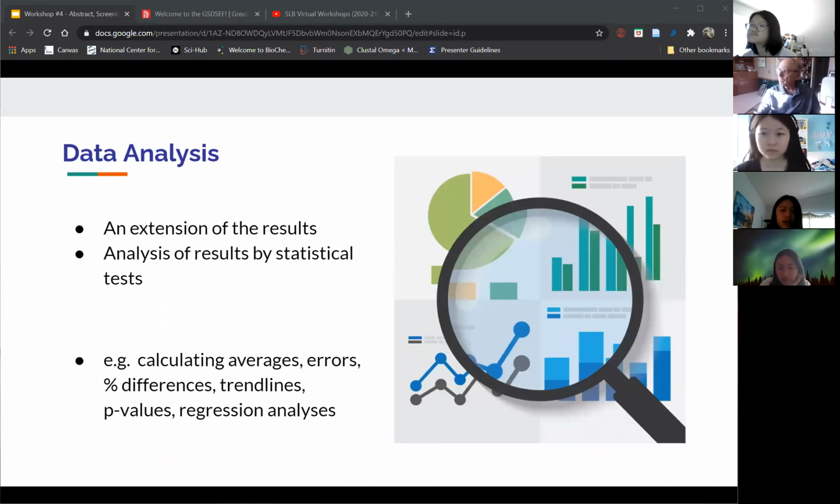After your results, it's a good thing to further process your data with some analysis, such as calculating averages, errors, percent differences, trend lines, p-values, or linear regressions. By calculating these values, you can better describe or prove a point about your data by comparing averages or demonstrating that a result is statistically significant. If you would like to learn more about types of data analysis, we also have a video on our YouTube channel for both the basic and advanced data analysis workshops that we held in December.